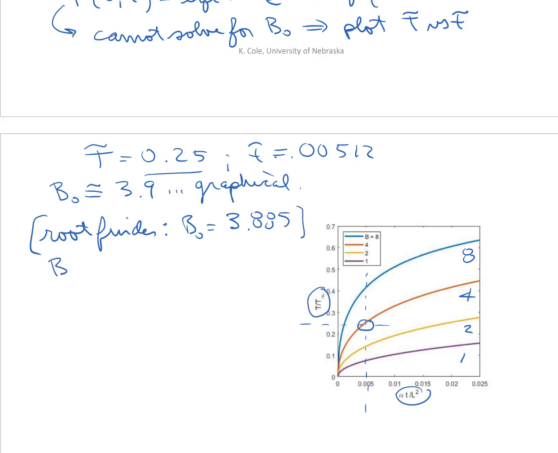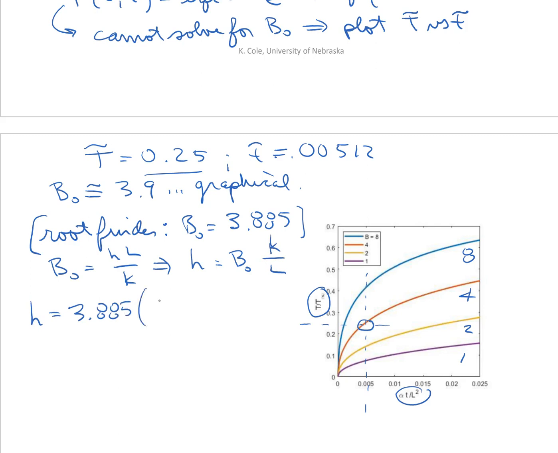But the Biot number is HL over K. I could rearrange this and say that H must be the Biot number times K over L. So that's what I'm going to compute now. The Biot number is 3.885 using the best value.